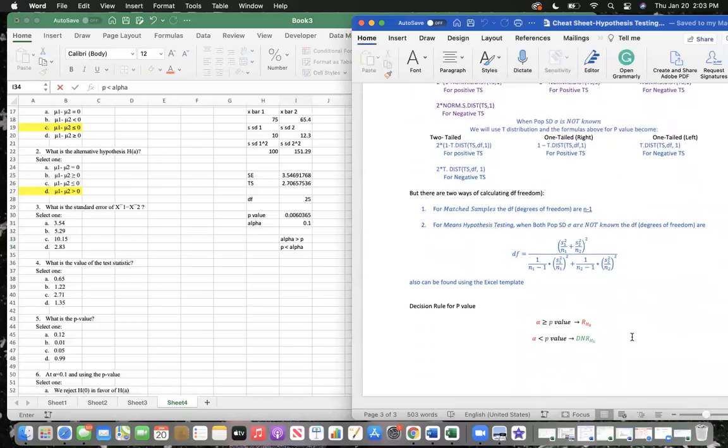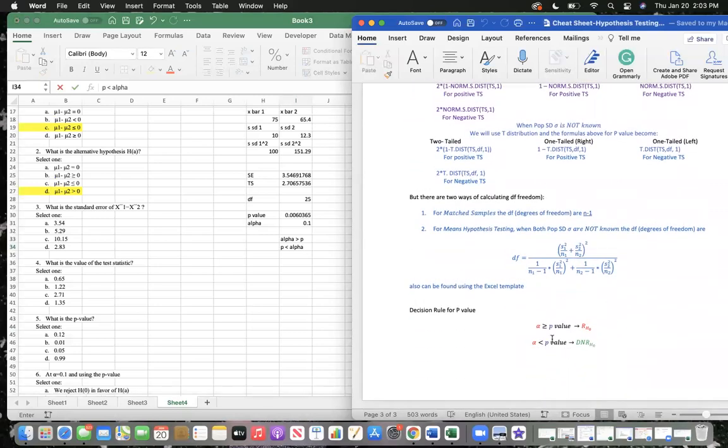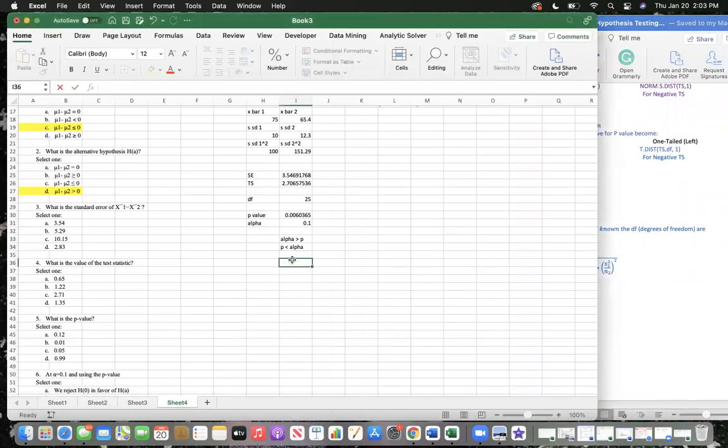And looking here, this rule, we have this right here, right? Our alpha is greater than P. P is less than alpha, same thing. That means we reject. So we would say we reject our null.